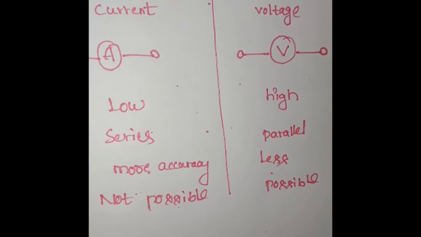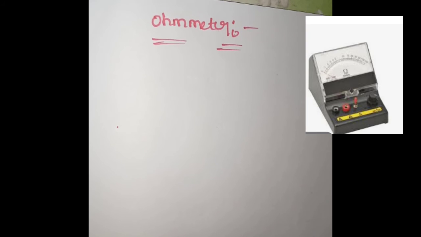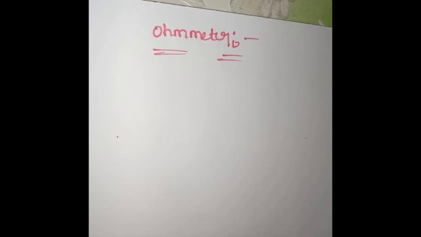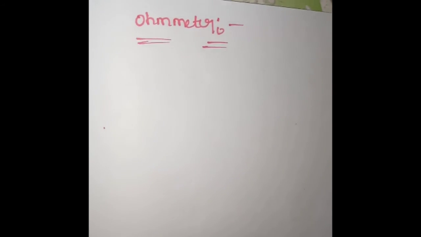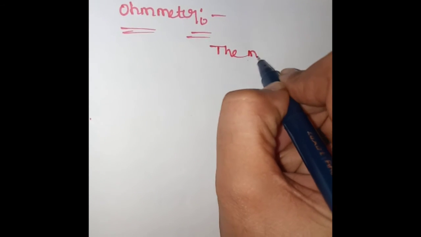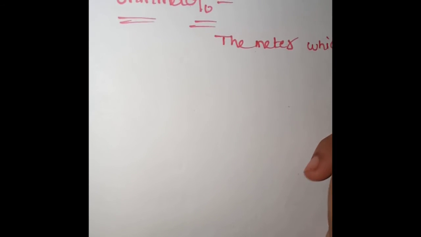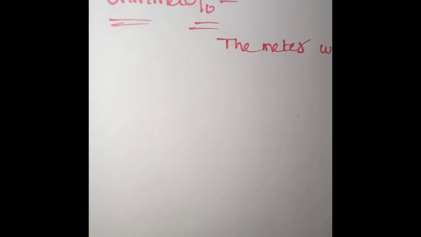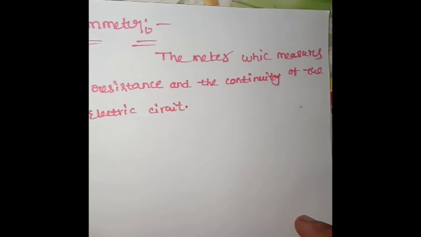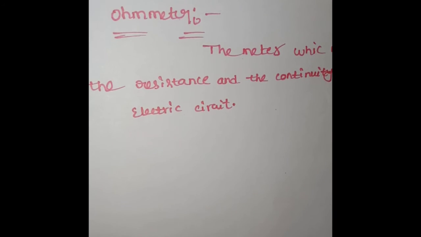Coming to the ohmmeter, the meter which measures the resistance and the continuity of the electrical circuit and its components is known as an ohmmeter. I can write the definition now here. The meter which measures the resistance and the continuity of the electric circuit is known as the ohmmeter.